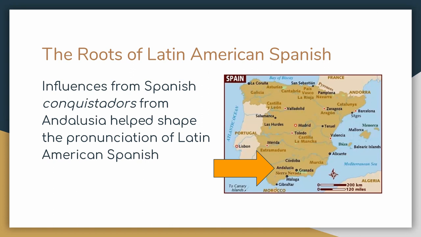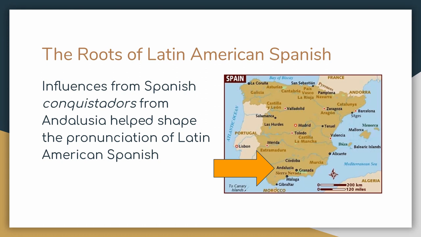So the roots of Latin American Spanish in particular have a lot of influences from the Spanish conquistadores, or conquerors, as they may be known among the indigenous people in Latin America. They were mainly from the region of Andalusia, and they really helped shape the pronunciation of Latin American Spanish. So anecdotally, for example, I have a friend from Puerto Rico, and he told me that when he was in the military, he was traveling throughout Spain and Europe, and he said he really didn't understand what people were saying in Spain until he went to Andalusia and he was in a bar and he goes, oh, finally somebody that's talking like I can understand.